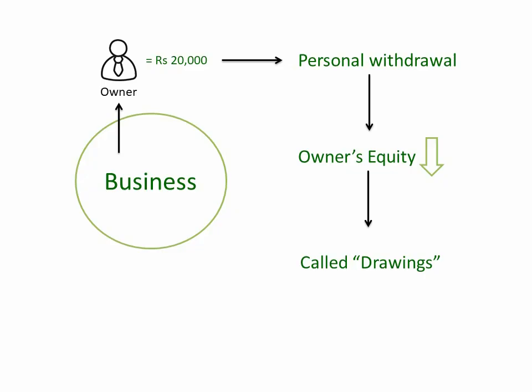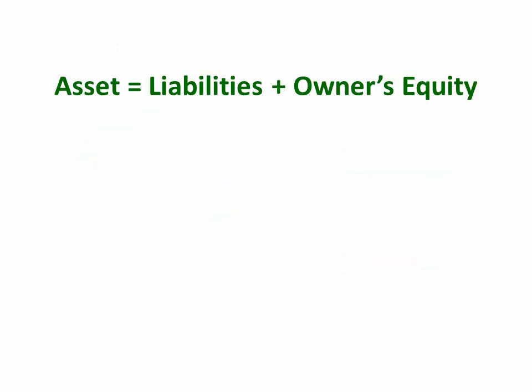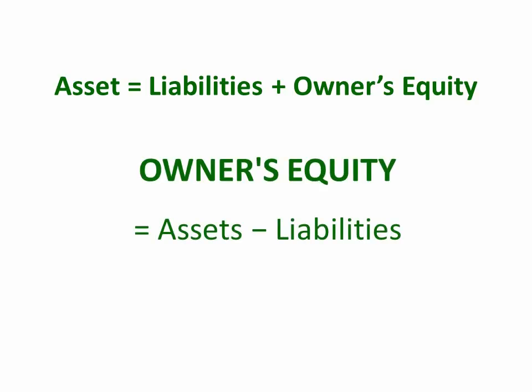Now we can look at the equation from another angle. If assets is equal to liabilities plus owner's equity, then owner's equity is equal to assets minus liabilities. So, if a business has 8 lakh of assets and 3 lakh of liabilities, the owner's equity is 5 lakh. That's it.